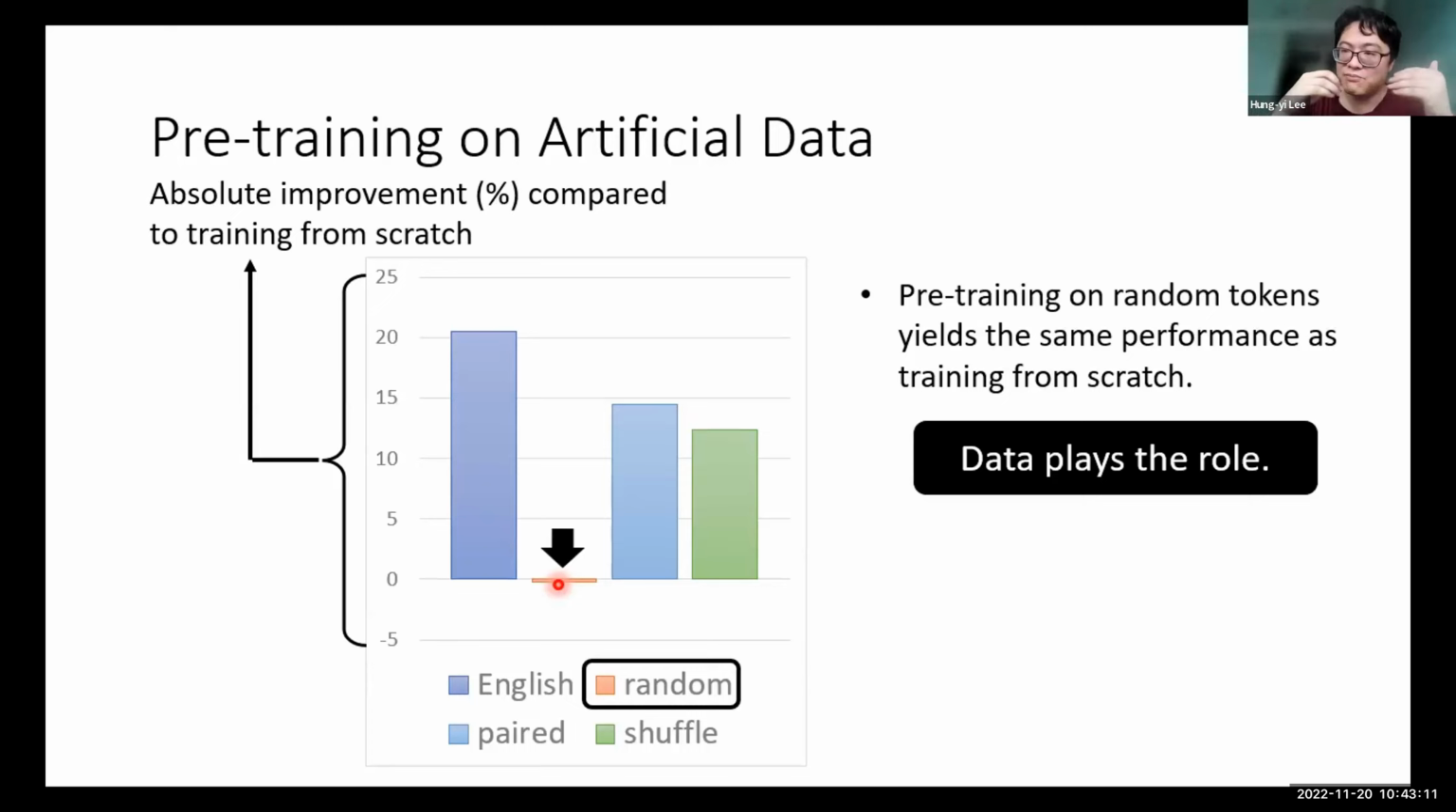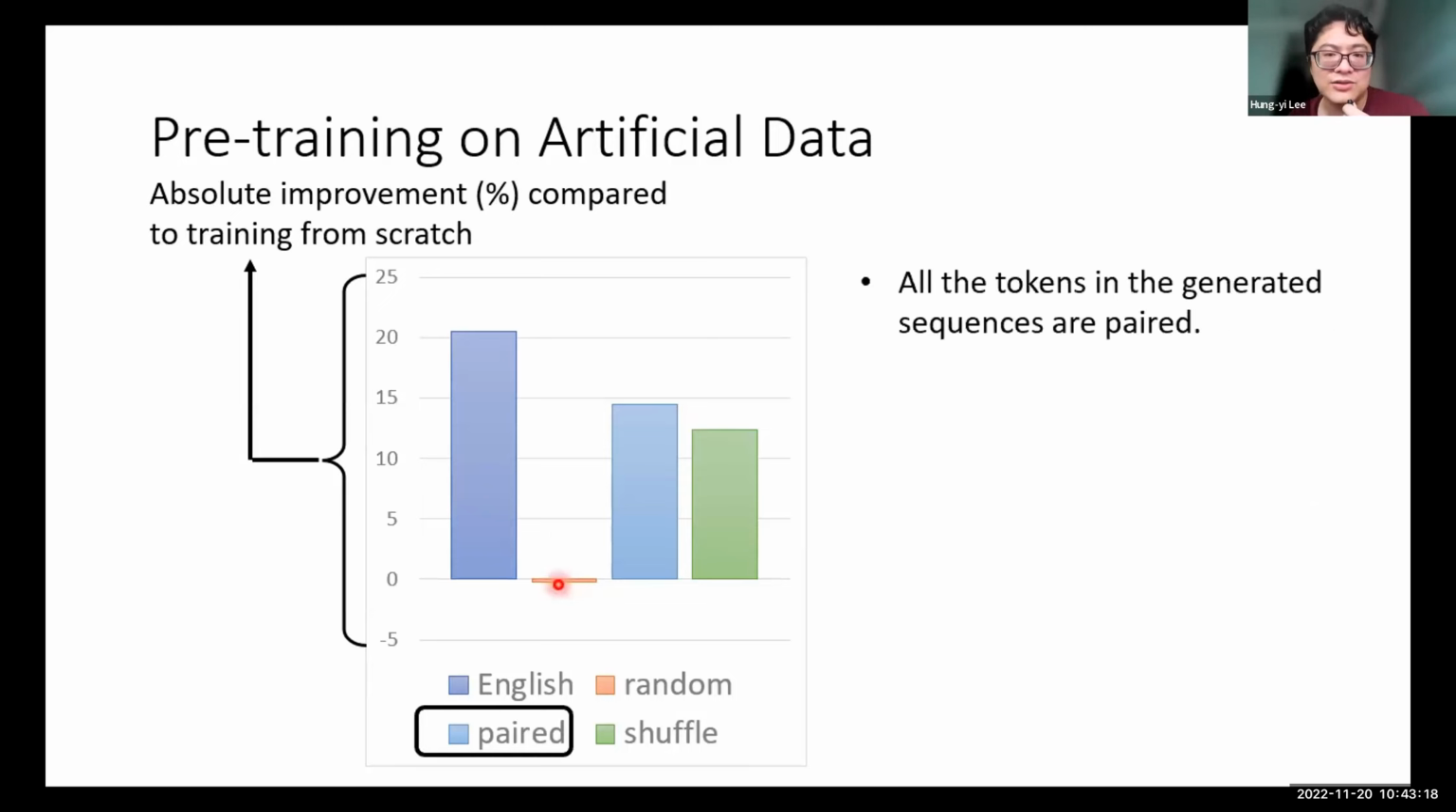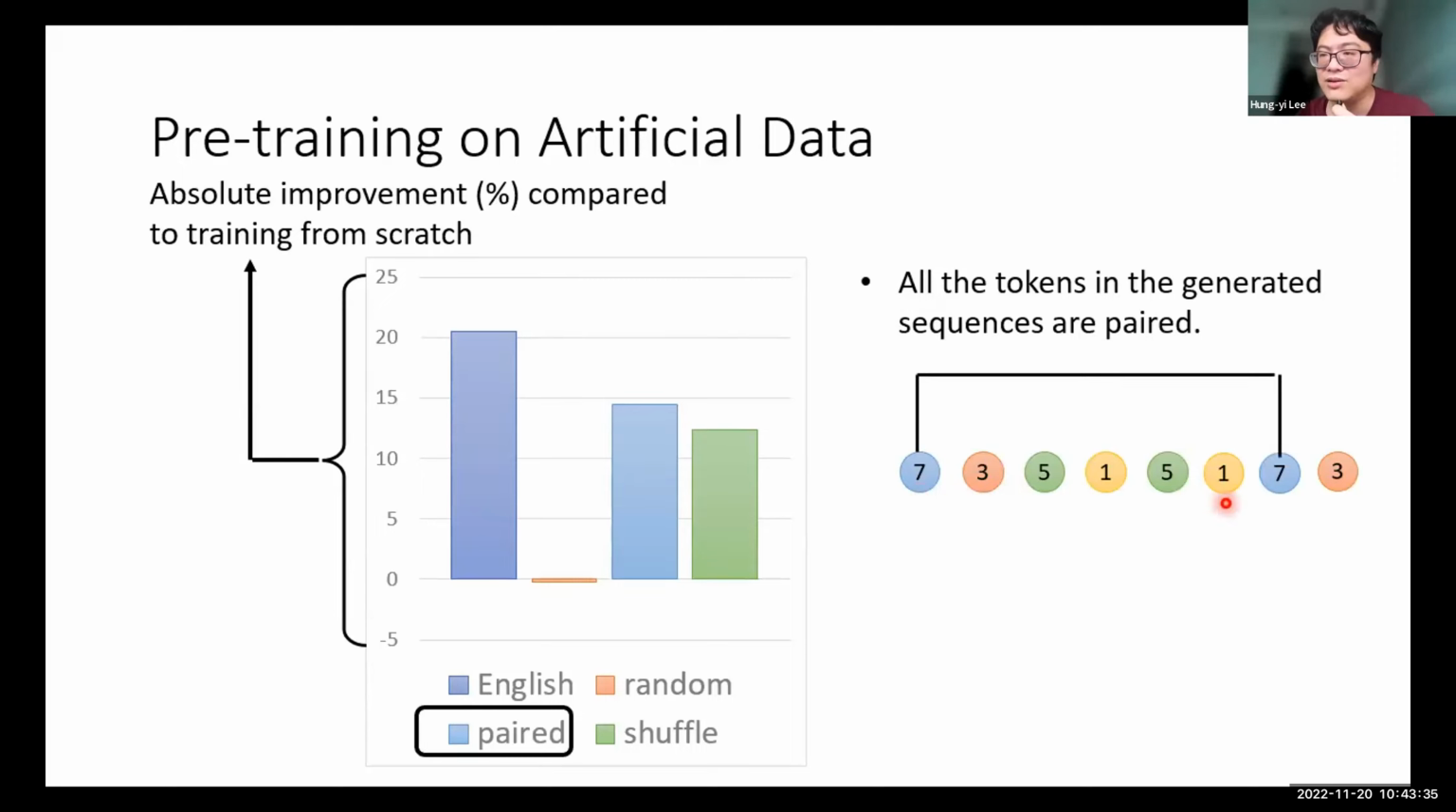Data is still important for the success of pre-training. Then let's take a look at another result. Here, our generated sequence has paired tokens, so we use a very simple rule to generate the token sequence. In this sequence, the tokens are paired. If you have 7 here, you can find another 7 in the sequence. If you have 3, you can find another 3 in the sequence, and so on.